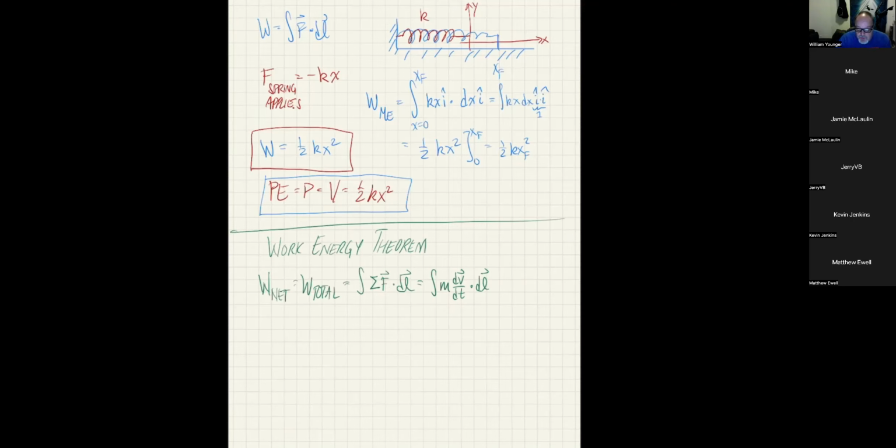So what I'm going to do is trade the dL and the dV, and say it equals the integral of m dL/dt, dotted with dV. Excuse me, I don't like the way that was written. Take all that away. Okay, m dL/dt dotted with dV. Okay. What is dL/dt? Does anybody recognize that?